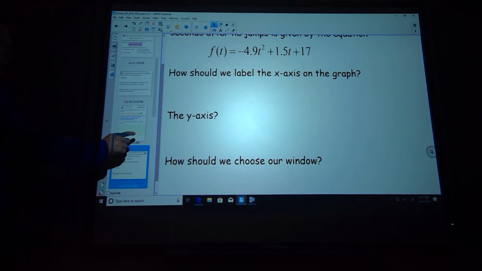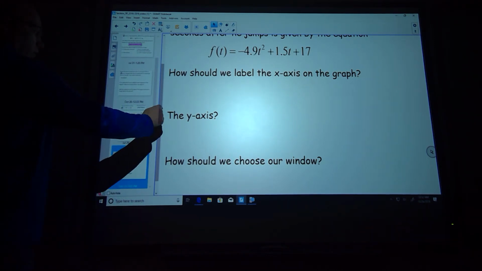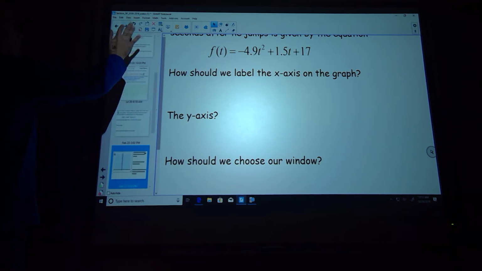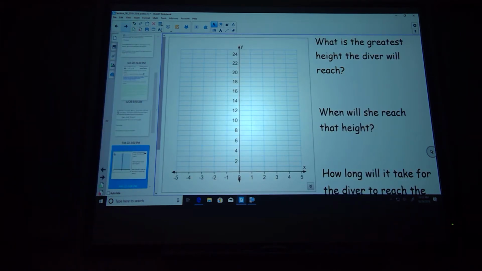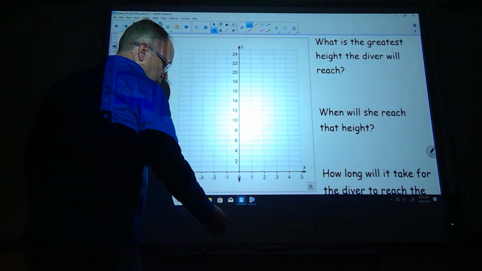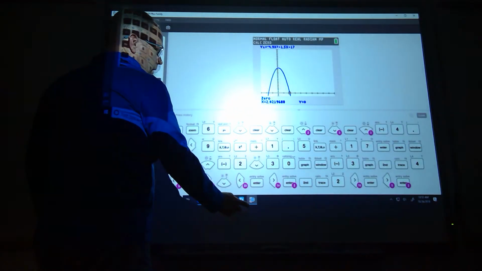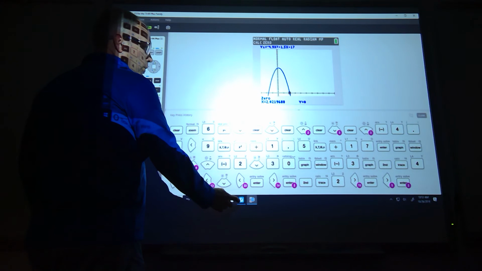Okay, so let's go to the next problem. Let's see where we're at. Where am I at right here? Let's see. No, that one, okay. All right, so this is what we were just doing. So let's figure this out. Go here, this over here. 2.02.